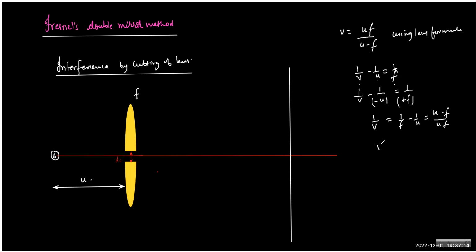So my answer is how much? Now this could be positive, this could be negative. Because V is a variable, if it is positive, then V is real, on the right hand side. If this is negative, then V is virtual, on the left side. Understood? Yes, sir.